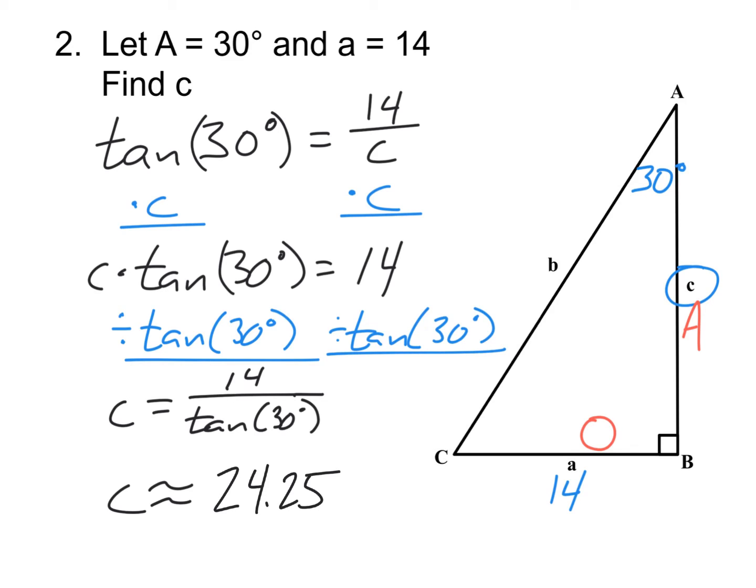And if all goes well, you should be getting an answer here of 24.25, approximately. I'm arbitrarily choosing to round to 2 decimal places. It's certainly not required since we weren't specified, but it tends to be a nice default spot to round to.